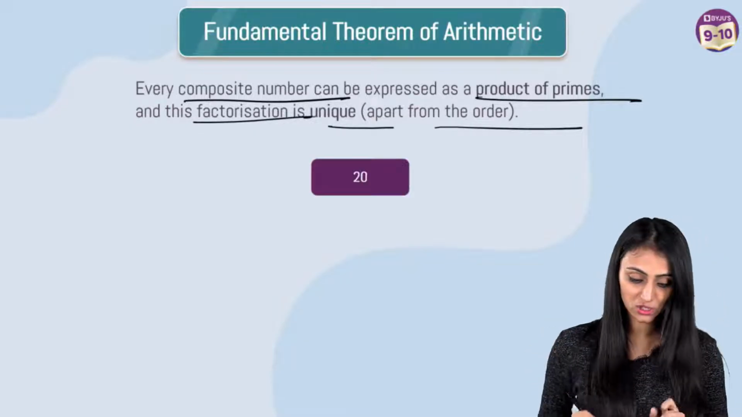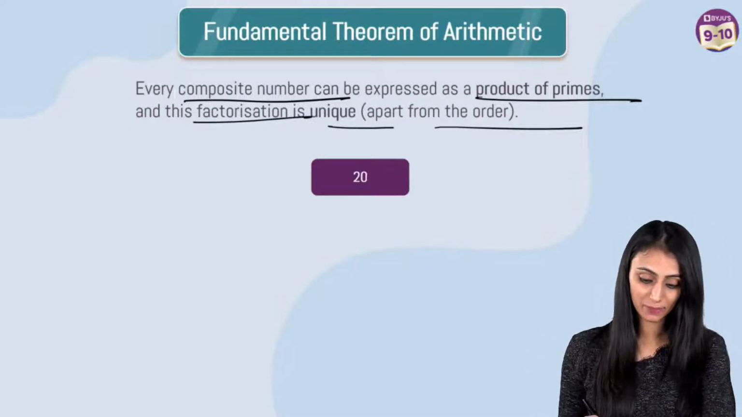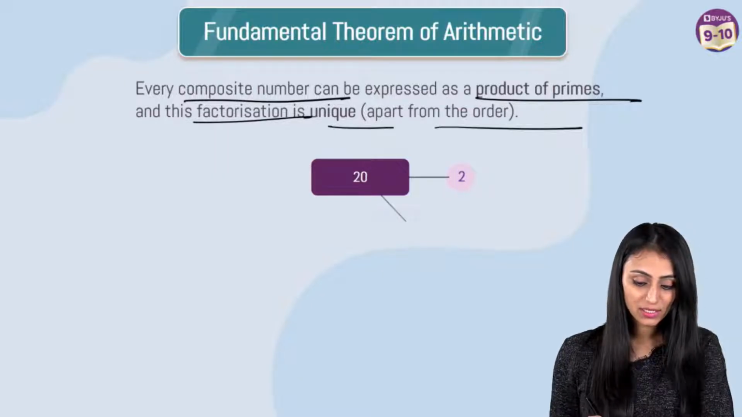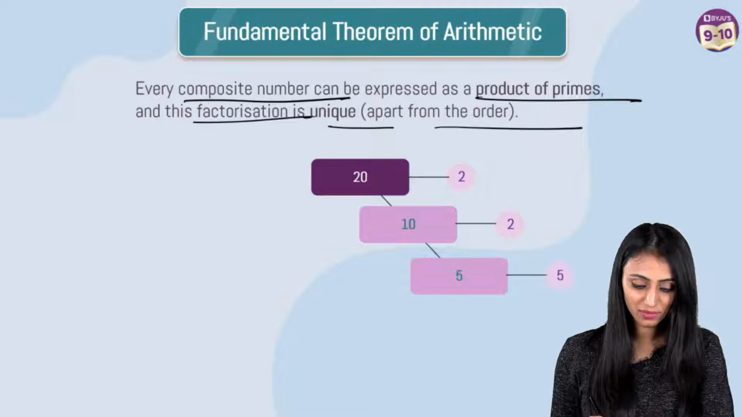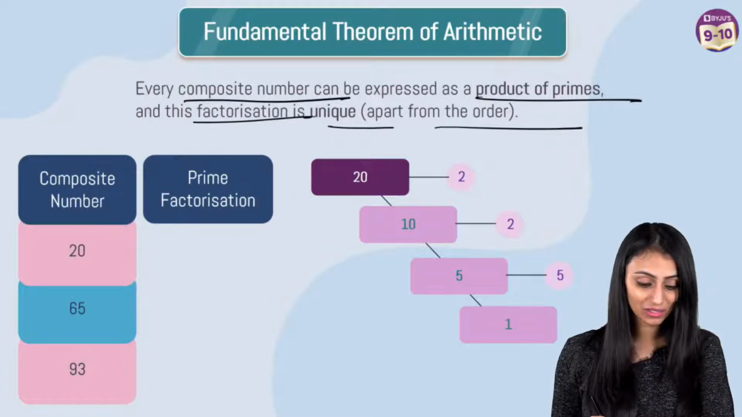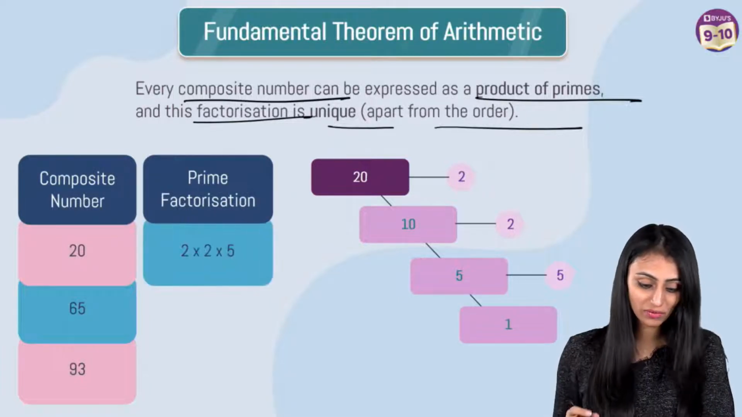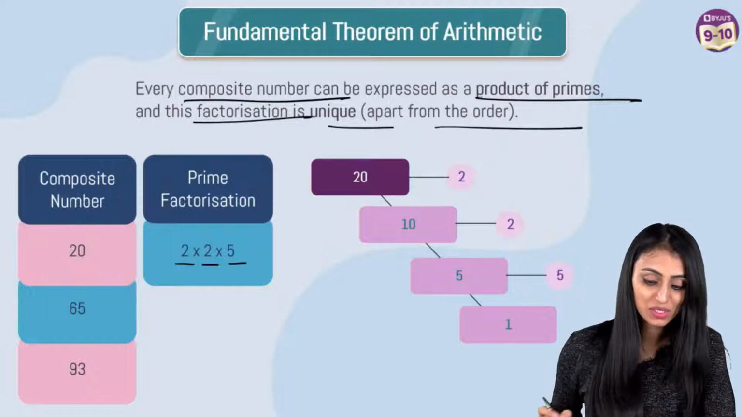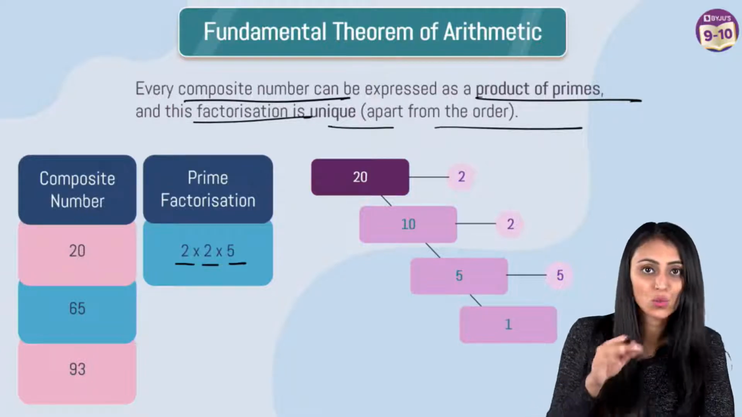So what does this mean actually? If you talk about 20, let's say, 20 could be written as 2 times 10, 10 could be written as 2 times 5, and 5 could be written as 5 times 1. So these numbers, 20, 65 and 93, are composite numbers. Look at their prime factorization. It's 2 times 2 times 5. All these are primes, 2 and 5 are prime numbers.